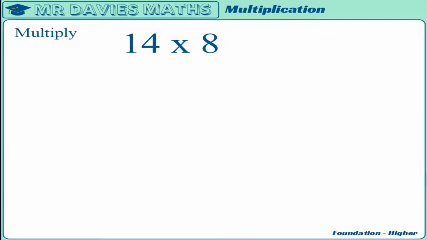Right, 14 times by 8. 2 digits and 1 digit. Hopefully getting the idea of what's going on now. I've got 14 times by 8. So grid to cover them and a grid to cover them.